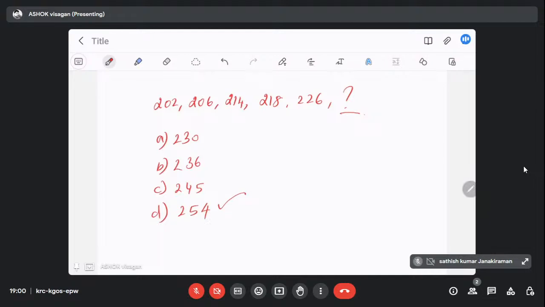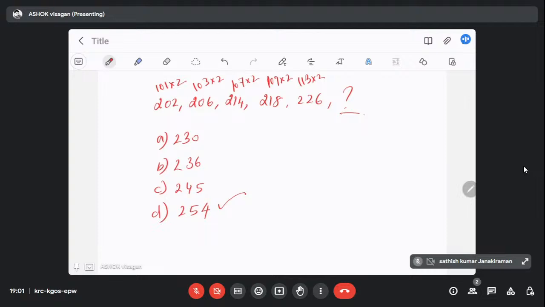Finding out this kind of logic on the spot is one of the difficult things, because here I wrote the prime numbers. Obviously it is not a prime number, everyone knows, but I'm not giving the direct prime numbers. 202 is nothing but 101 into 2. 206 is 103 into 2. 214 is 107 into 2. 218 is 109 into 2. And 226 is 113 into 2. If you check these numbers, all these numbers are prime numbers.